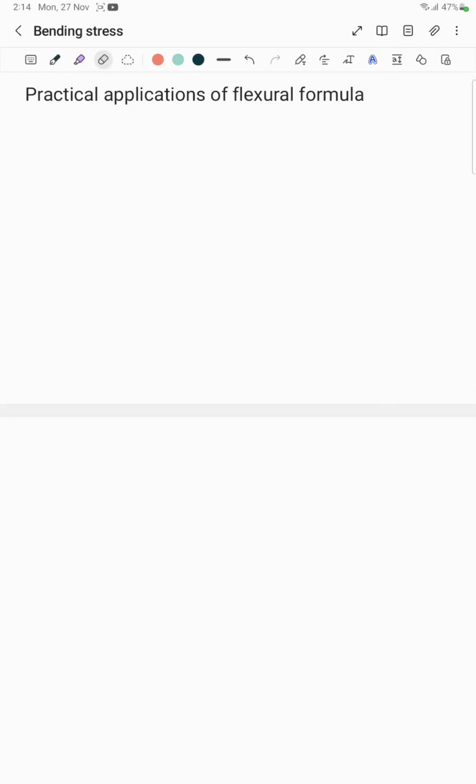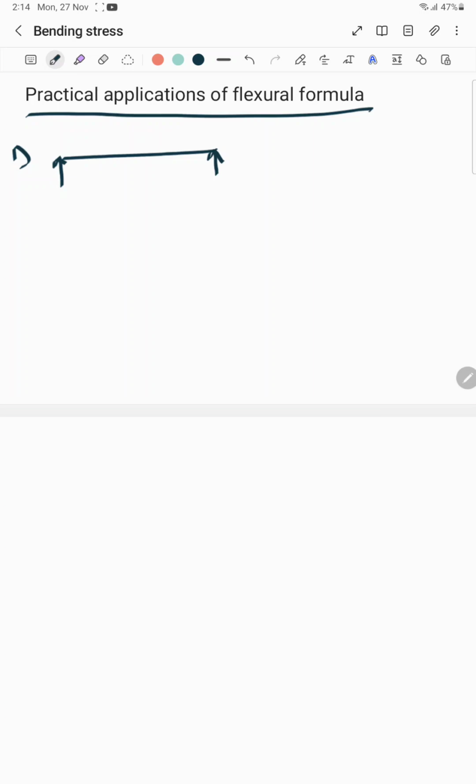Hello everyone, in today's video I will be showing some of the important practical applications of flexural formula. So the first one is for the simply supported beam. This is a simply supported beam, let it be A and B, and the length of this beam is L.